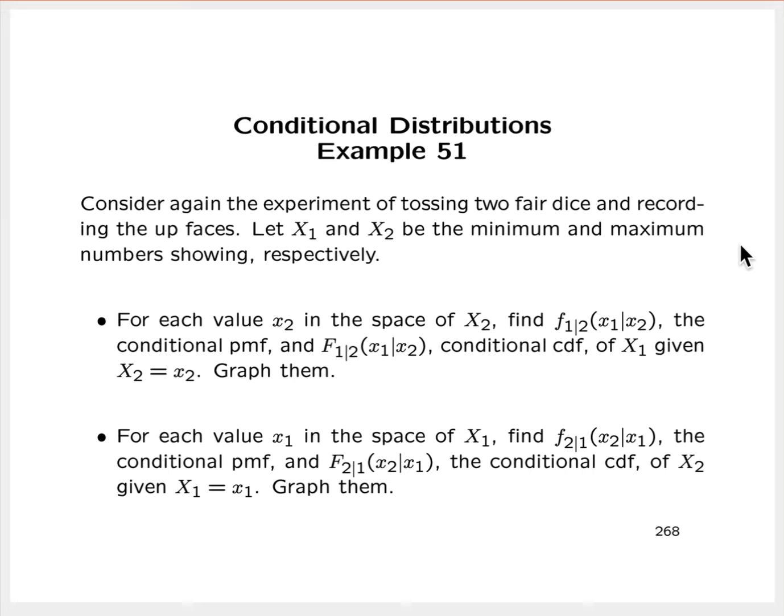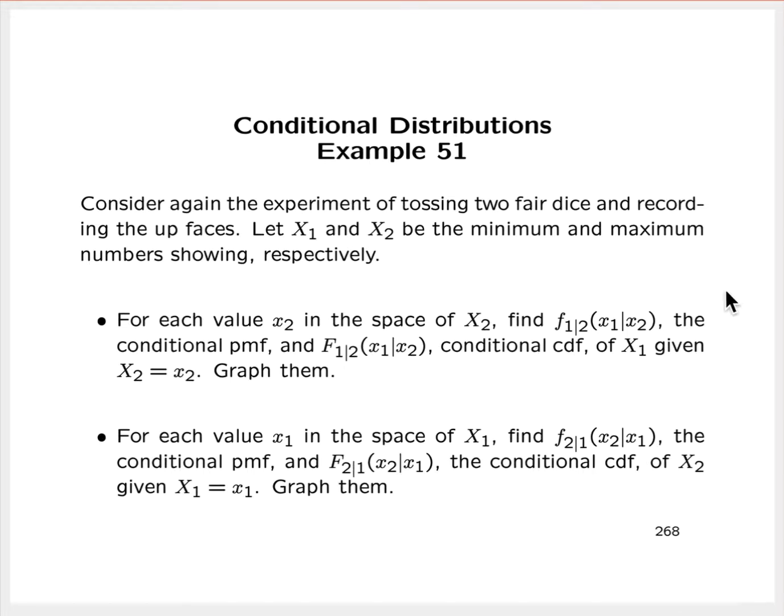We've looked at defining two new random variables on the sample space of this random experiment, where x1 is the minimum value, x2 is the maximum value. In a previous example, we found the joint PMF and the joint CDF of this bivariate distribution. And we've also found the marginal distributions. Now what we're going to do is find some conditional distributions.